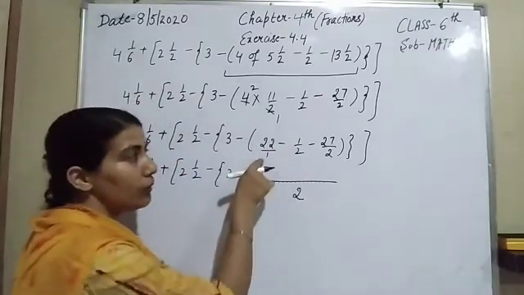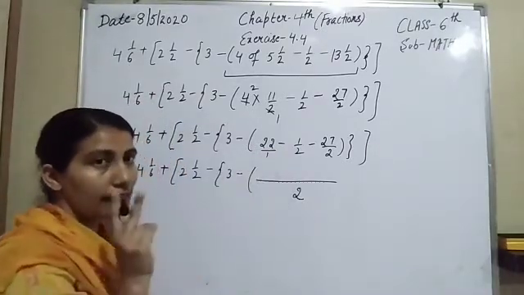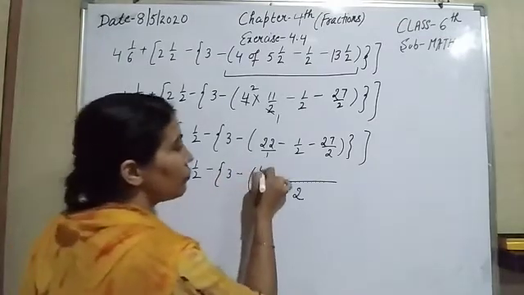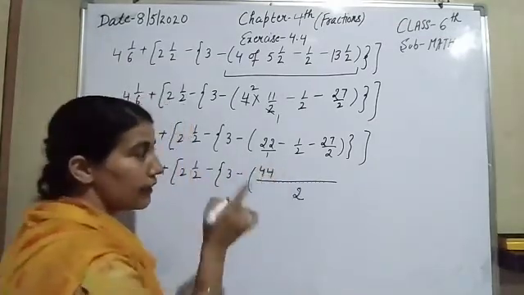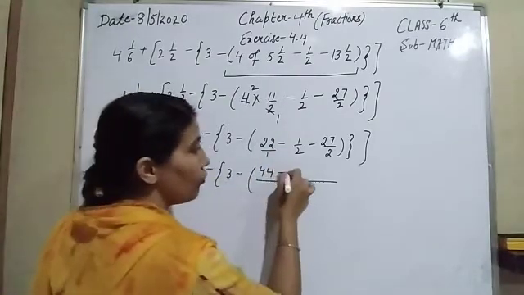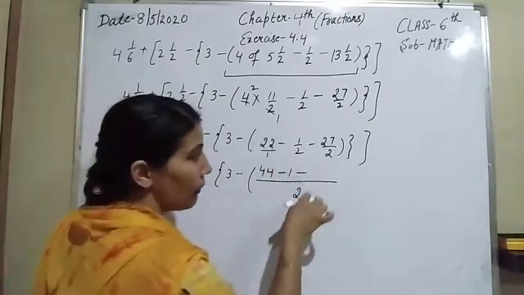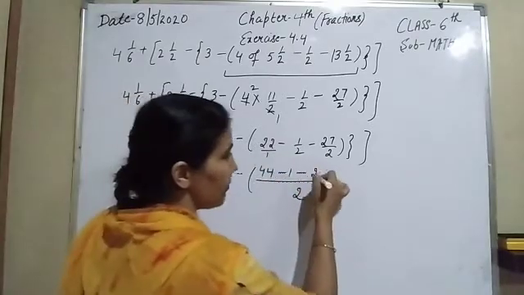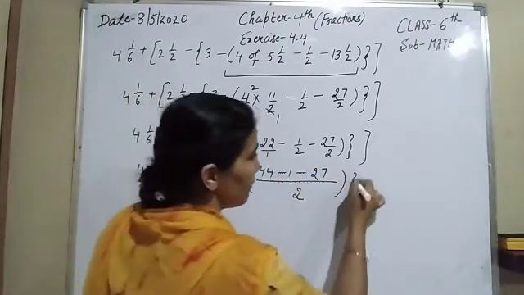We have to divide 2 by 1. 2 divided by 1, that is 2. So 2 into 22, that is 44. In the same way we have to divide 2 by 2, that is 1, and 1 into 1, that is 1. Again 2 by 2, that is 1, and 1 into 27, that is 27.